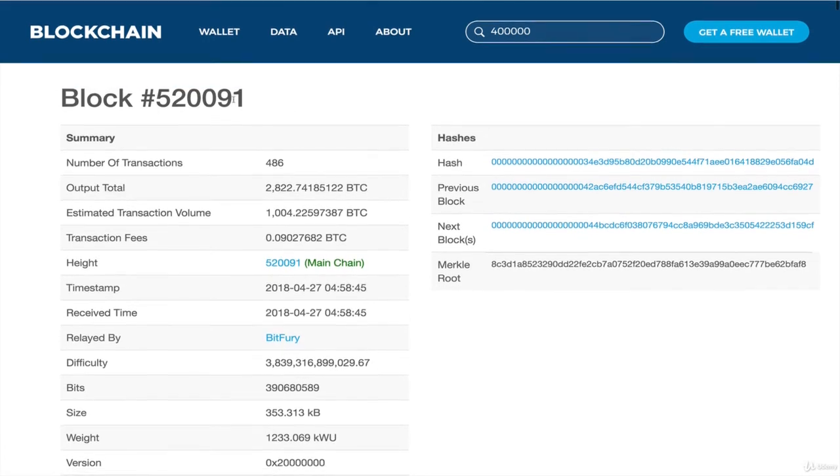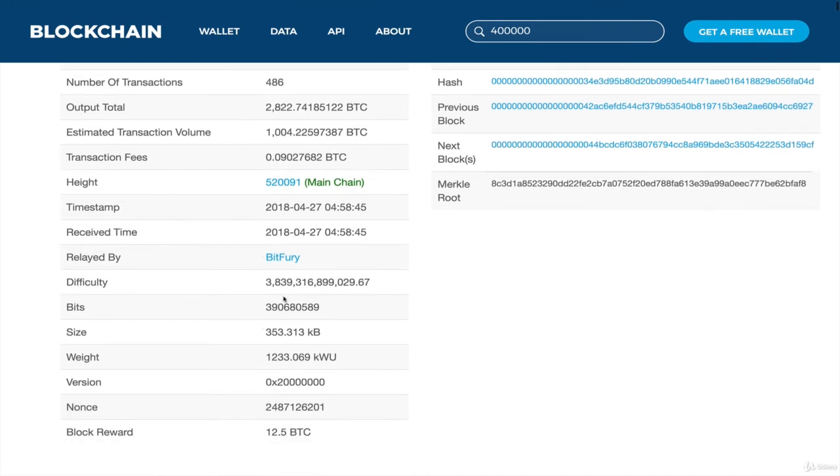So here's the block we've been looking at, 520,091. Actually, I think we were looking at 92. But anyway, scroll down, you can see difficulty. Here we go. 3 trillion, is it? 839 billion. Did I do that right? Yeah, 316 million. Okay, that's the difficulty.